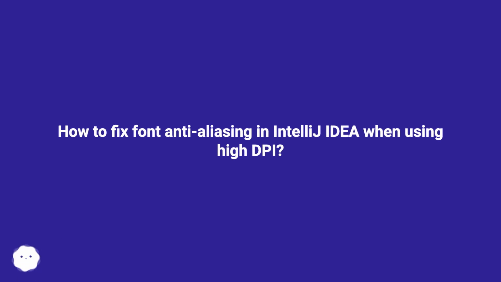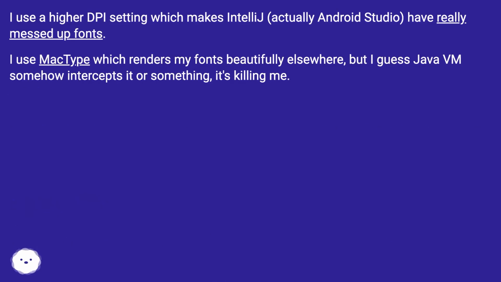How to fix font anti-aliasing in IntelliJ IDEA when using high DPI. I use a higher DPI setting which makes IntelliJ, actually Android Studio, have really messed up fonts. I use MacType, which renders my fonts beautifully elsewhere, but I guess the Java VM somehow intercepts it or something. It's killing me.